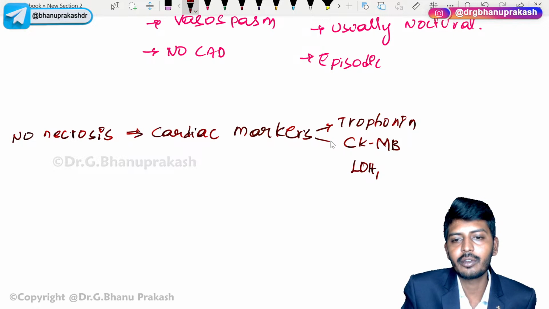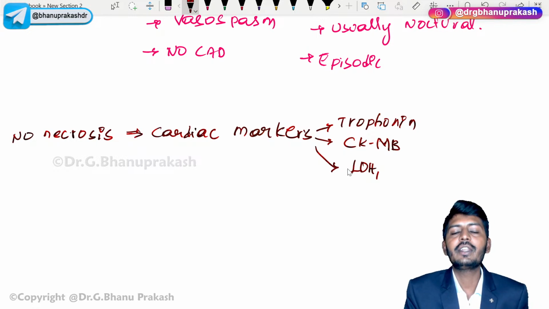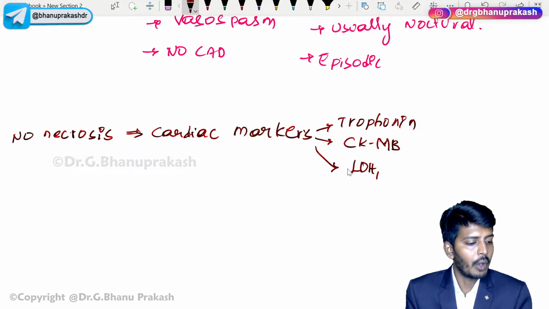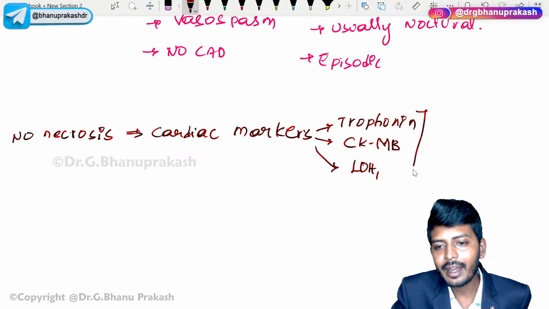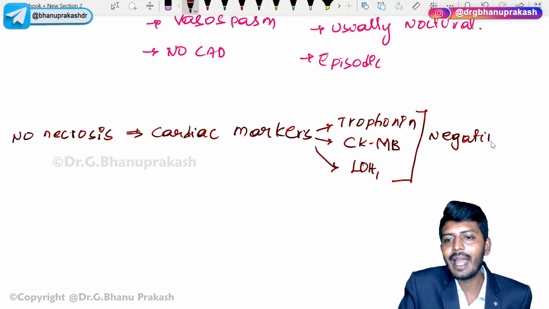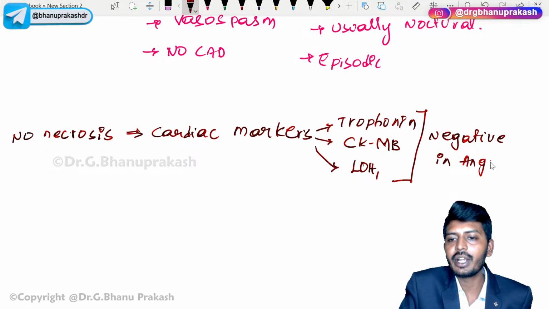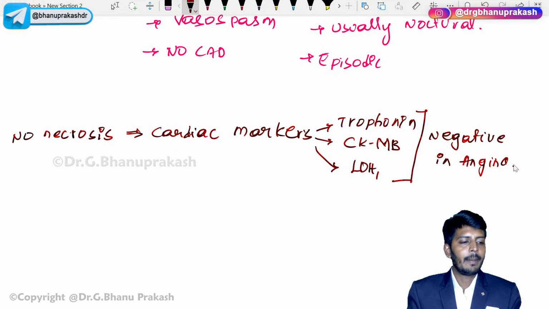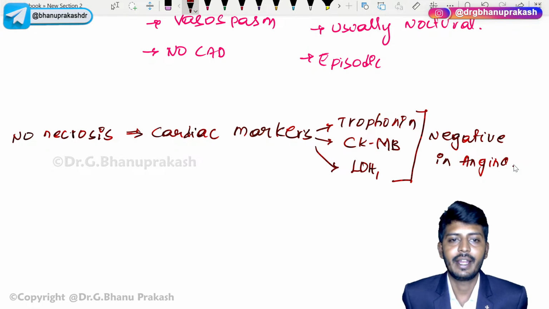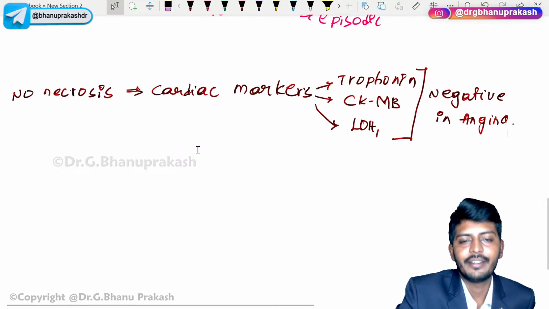So cardiac markers, will they be positive or negative? In the blood sample, if you take and look at the patient, automatically remember, they are negative in angina. This is a very important question. Cardiac markers will be present or absent? Very importantly, absent in angina. Cardiac markers will be absent in angina.